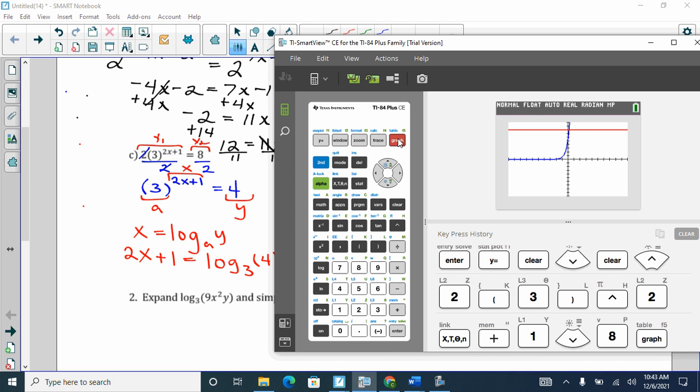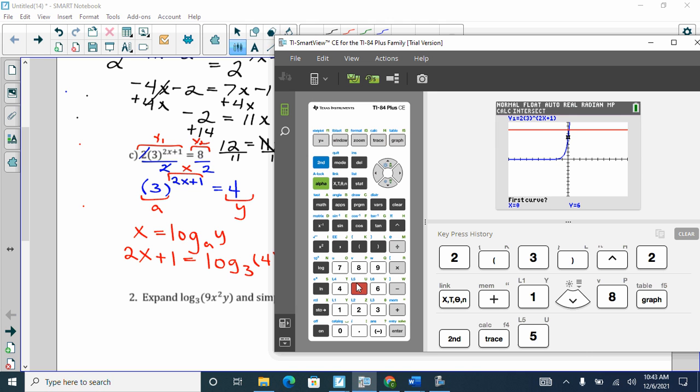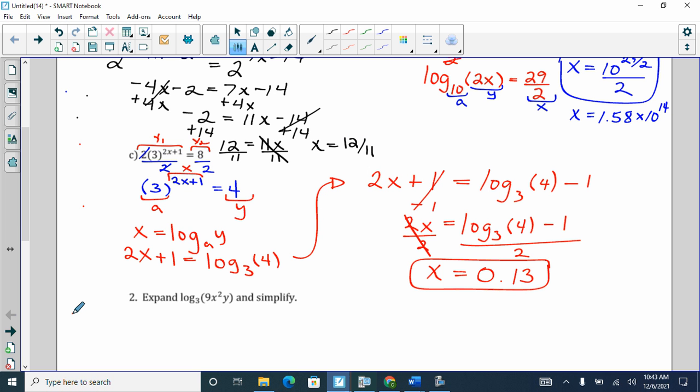Looks like it might be a 0.13. Let's see. Second trace 5. Enter, enter, enter. 0.13. So I know I'm right. Okay? So any of the solving ones, you can y1, y2 and check them. But if it says algebraically and you y1, y2 them, you won't get any marks.